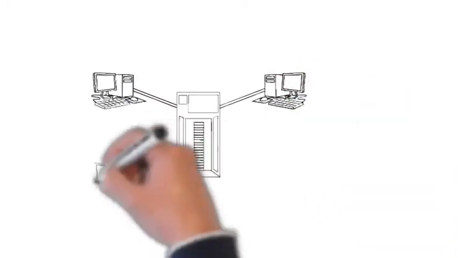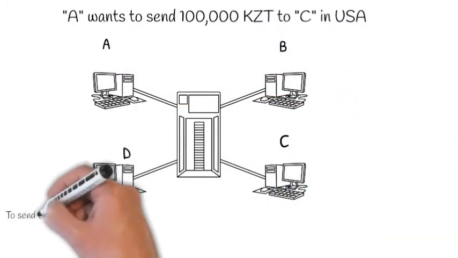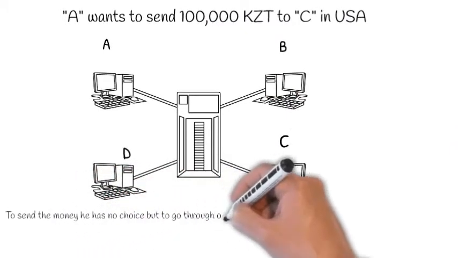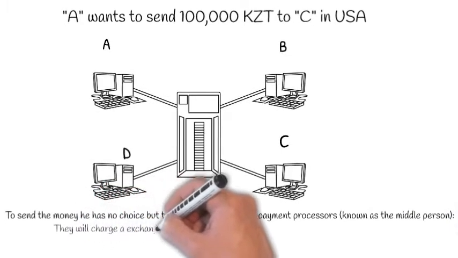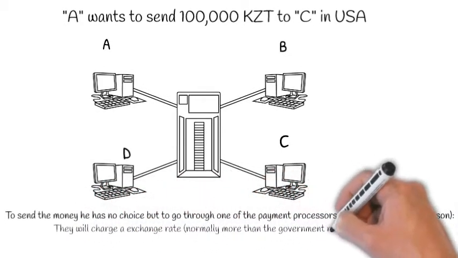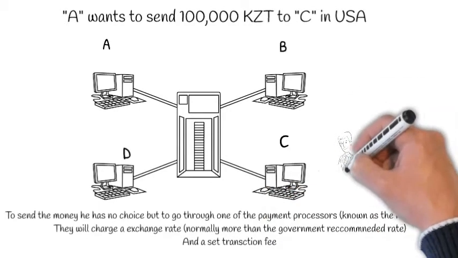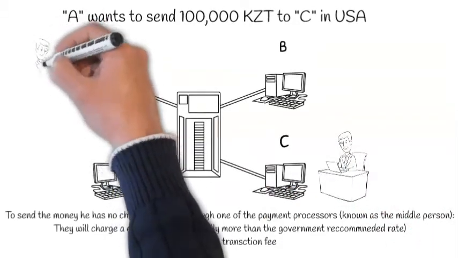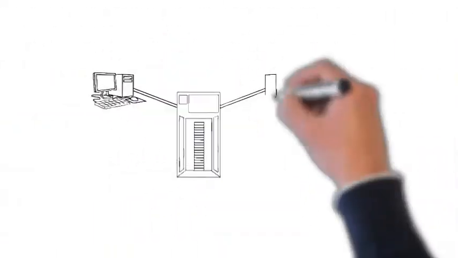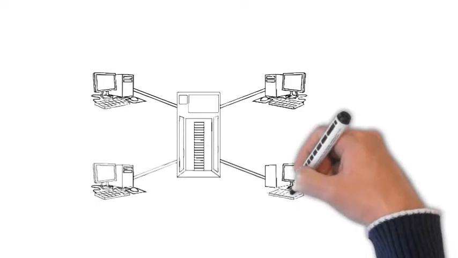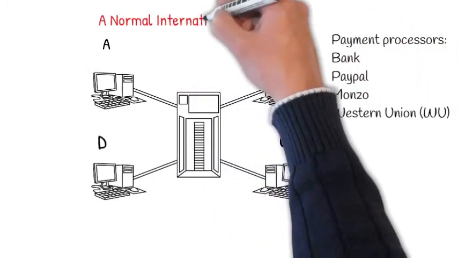So at the moment, if I want to send money, say I buy something from USA, a laptop, it's costing me 100,000 tenge, and I have to send it over to USA. I have to use the traditional method, bank, online transaction like PayPal or Western Union or MoneyGram. Those are known as the middleman. And the middleman normally charge so much extra money.